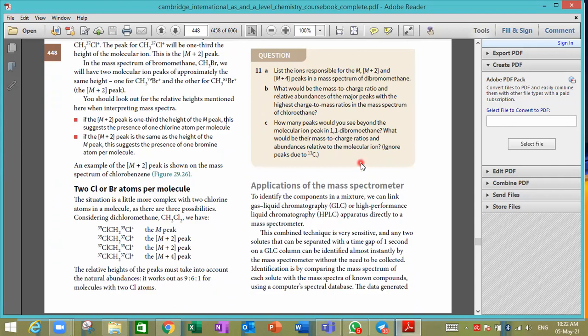Do you have any question here? No, miss, I don't. Okay. Now we are going to find out what the applications of the mass spectrometer are.